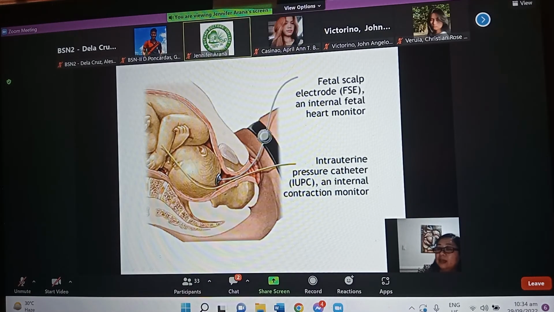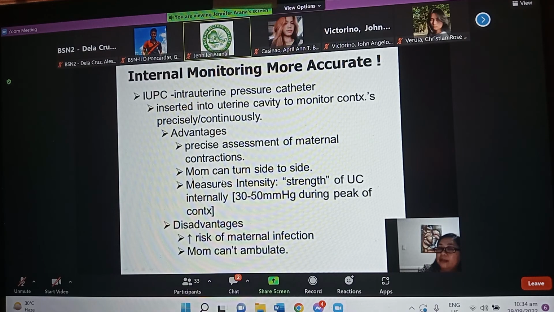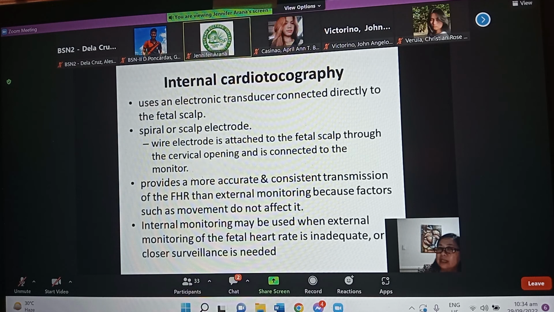Very invasive siya. Kay moabot ko siya internally sa bata, no? So, it carries along a lot of risk. However, it is more accurate than the external fetal monitoring. Okay. So it uses a spiral or a scalp electrode, just like what I've shown you a while ago, which is a wire electrode that is attached to the fetal scalp through the cervical opening and is connected to the monitor.